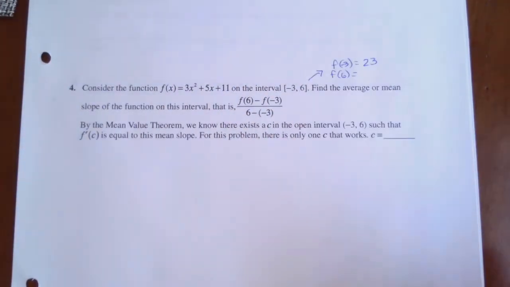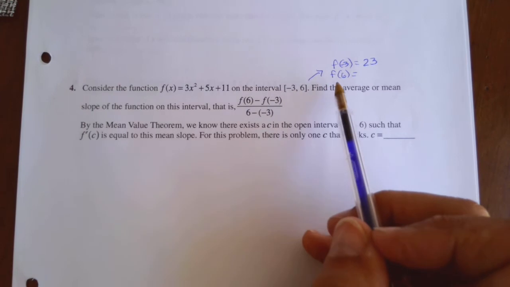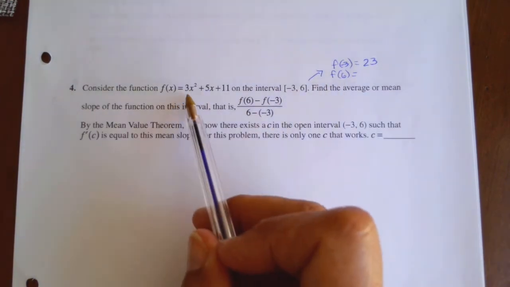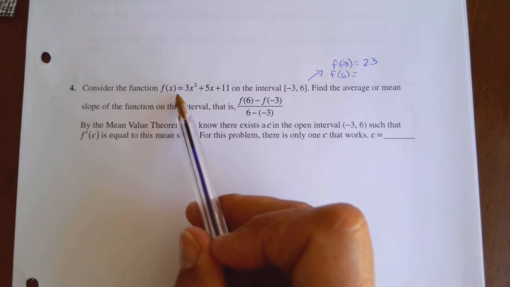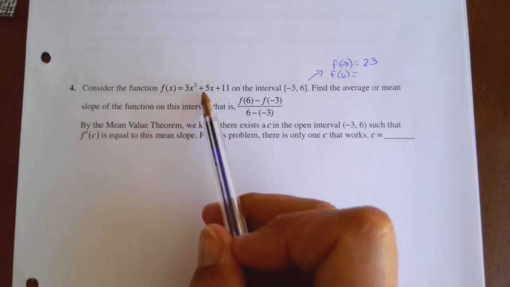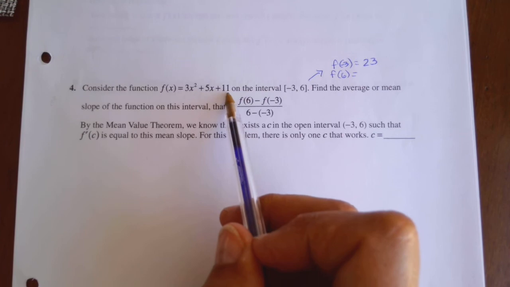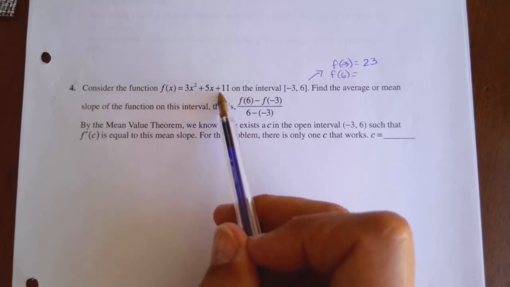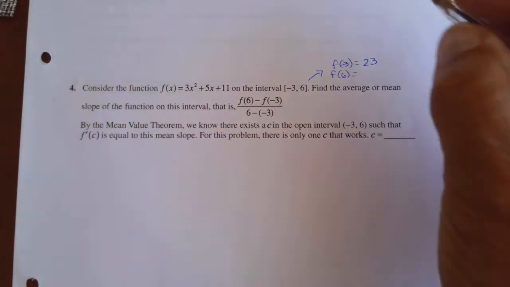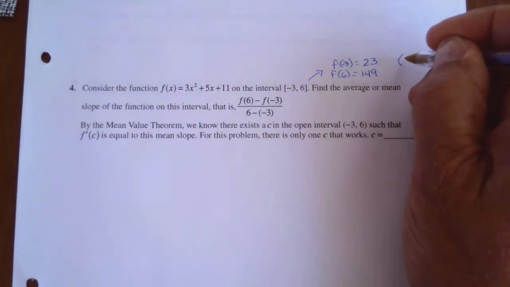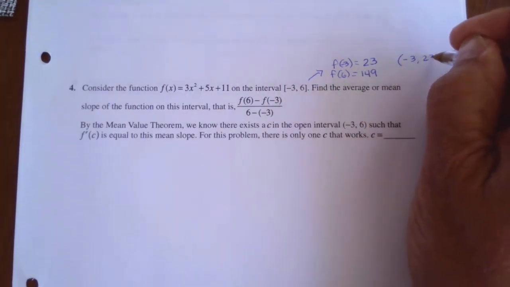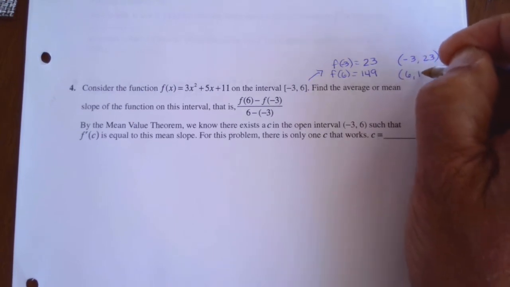You work that out. All right, and then we're going to plug in 6. Okay, 6 squared is 36. 36 times 3. And then you've got 5 times 6, which is 30, and plus 11. So you're going to work all that out. Plugging 6 in there, you end up with 149. All right, so now your ordered pairs are (-3, 23) and (6, 149).